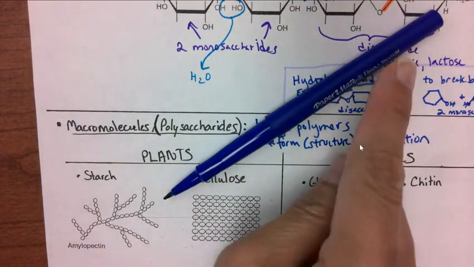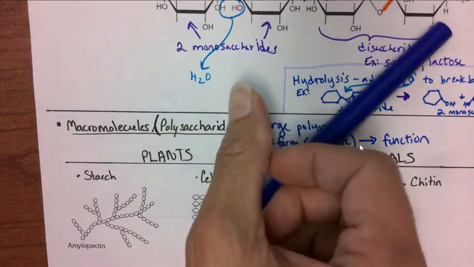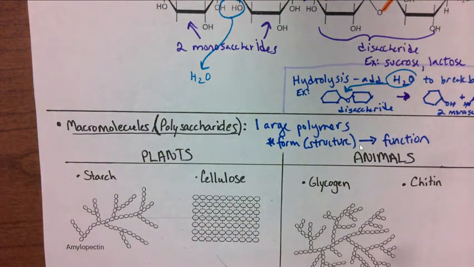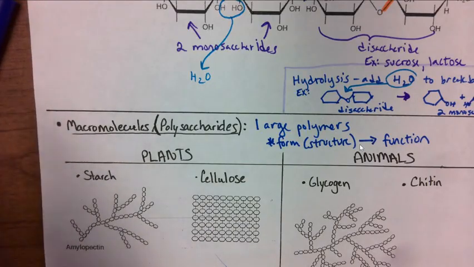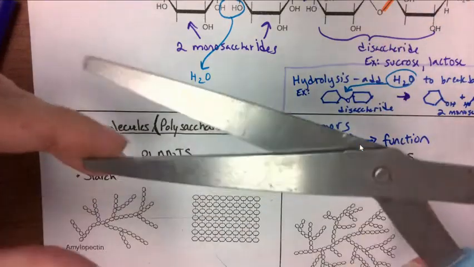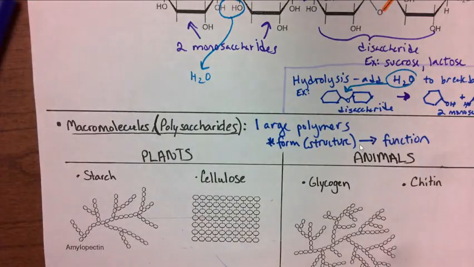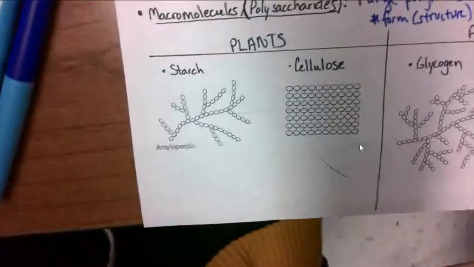The structure of this pen, its length, the fact that it's ink, informs its function, being able to grip it to write, right? The structure of these scissors right here, the sharp blades, the ability to open and close, informs their function, which is being able to cut things. So let's look at these structures. We'll start with plant polysaccharides first.